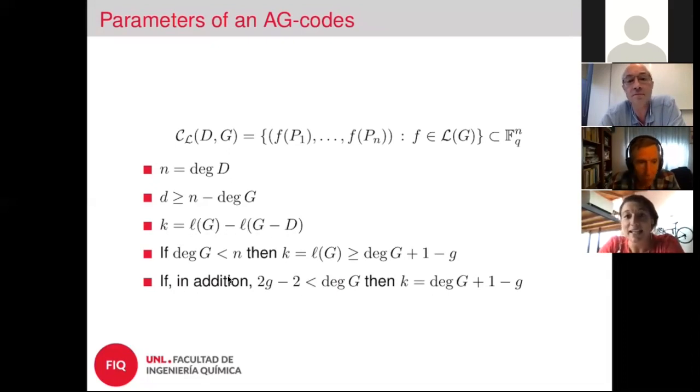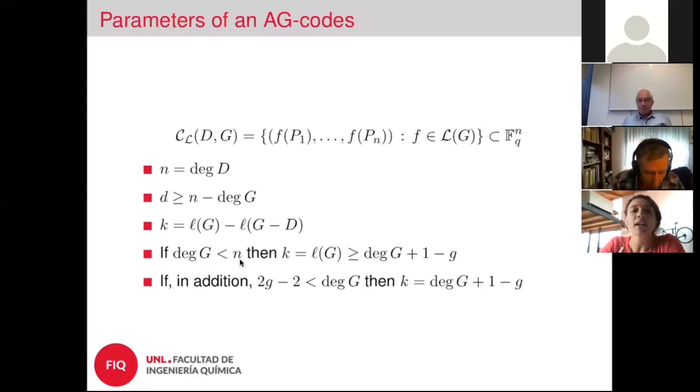But in the case that the degree of this divisor is bounded by n, we said that the code is a moderate AG code, then this divisor G minus D is a negative one. And so this space is just zero, this dimension is zero. So we have that the dimension of the code for a moderate AG code is exactly the dimension of the Riemann-Roch space. And we can use the Riemann-Roch theorem to bound this quantity by the degree of G plus 1 minus the genus of the function field.